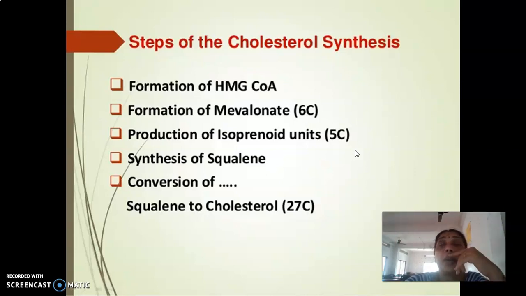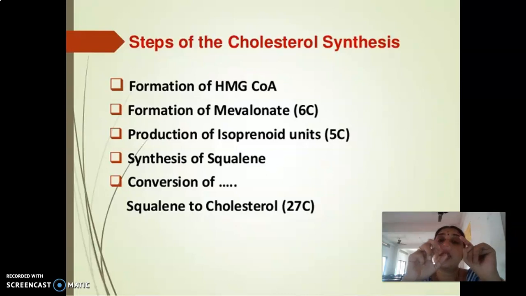In glycolysis we have studied that one molecule of DHAP and glyceraldehyde give rise to glycerol 3 phosphate. Similarly, in cholesterol biosynthesis, one molecule of IPP, the 5 carbon compound isopentenyl pyrophosphate, will be condensed with one molecule of its isomeric form, dimethyl allyl pyrophosphate, DPP. So IPP and DPP add together, 5 plus 5 gives 10. That 10 carbon compound we call geranyl pyrophosphate.